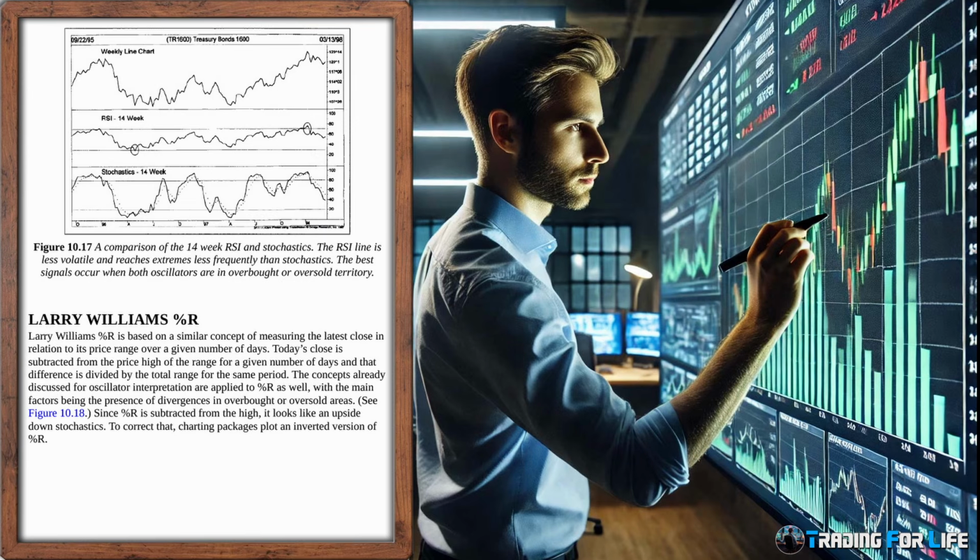Larry Williams %R is based on a similar concept of measuring the latest close in relation to its price range over a given number of days. Today's close is subtracted from the price high of the range for a given number of days, and that difference is divided by the total range for the same period. The concepts already discussed for oscillator interpretation are applied to %R as well, with the main factors being the presence of divergences in overbought or oversold areas. See Figure 10.18. Since %R is subtracted from the high, it looks like an upside-down stochastics. To correct that, charting packages plot an inverted version of %R.